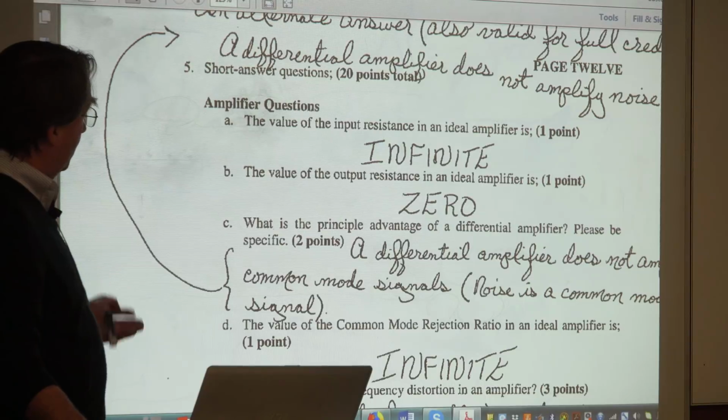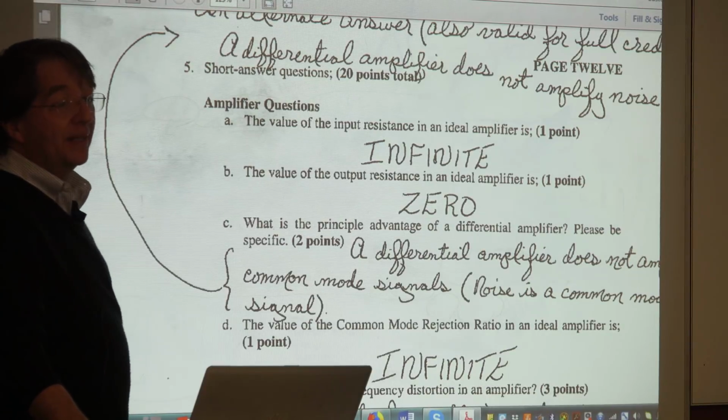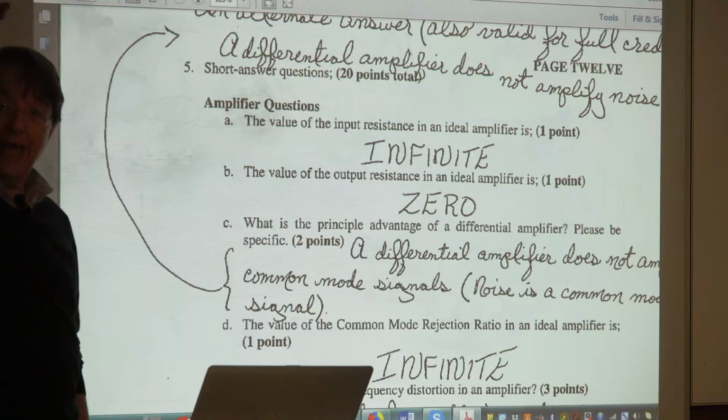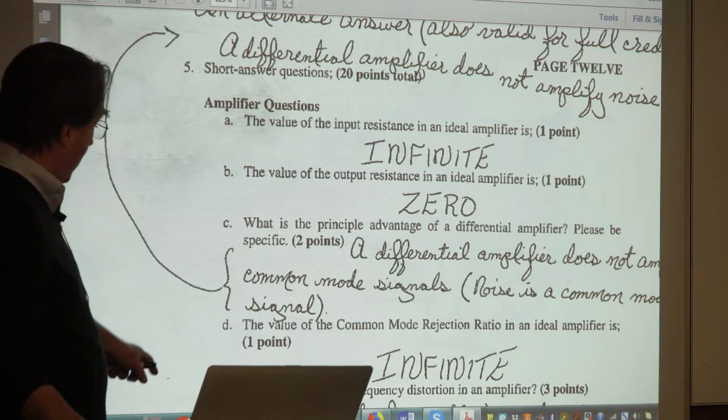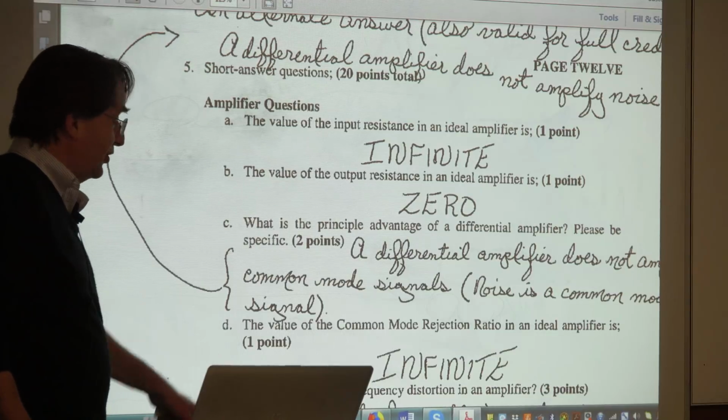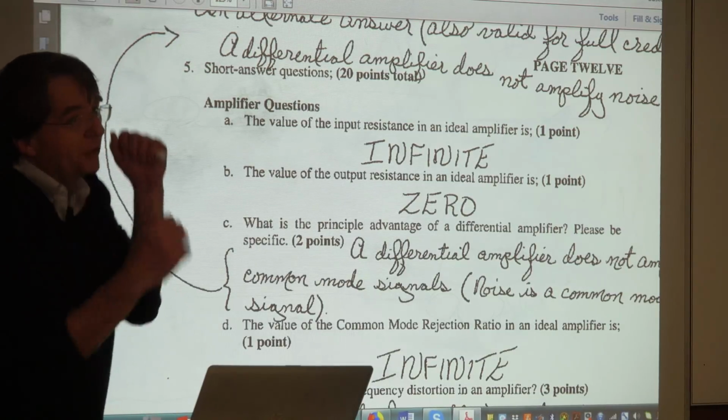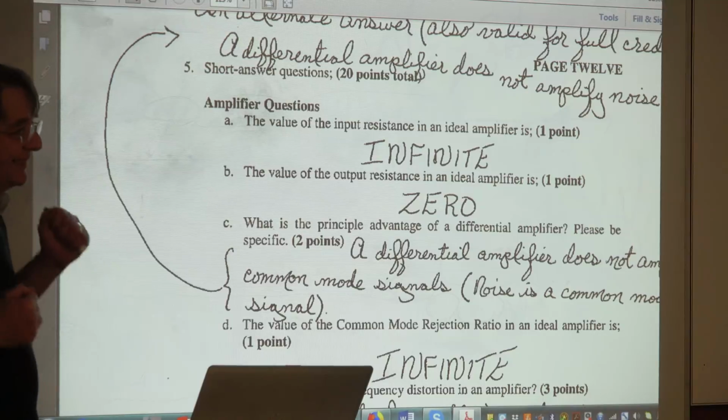The value of the common mode rejection ratio, infinite. All right? That's the good gain divided by the bad gain, taking the log multiplied by 20. I want that number to be big. Now, come on. I'm not even going to show you the answer yet. You know this. You better know this. I said it 2 or 3 times in class.